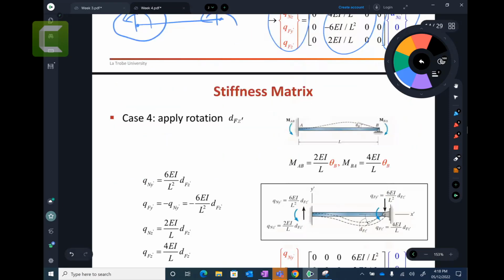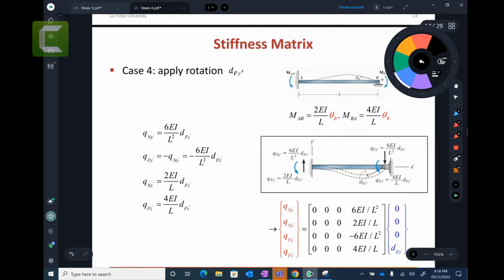Now next, case number 4. That last coordinate, I applied the unit rotation here. I want to create the unit rotation. The amount of moment required to create the unit rotation would be 4 EI on L, and this rotation is represented by D, F, Z dash. And the reaction moment would be 2 EI, half, that goes on the other side. All these reaction forces are also created because of these fixed supports. And you put it in the equations and put it in the matrix form.